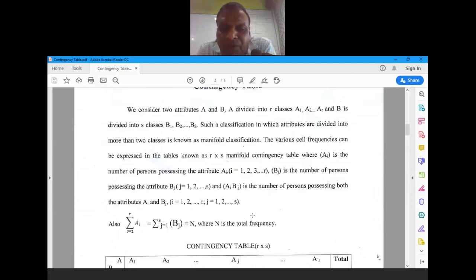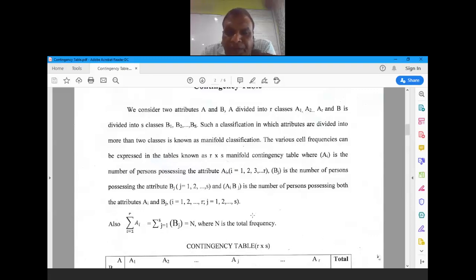So remember it, when classification is done on the basis of only one attribute, that is, on the basis of only one qualitative characteristic, then it comes under simple classification, or it is also known as classification by dichotomy. And when classification is done on the basis of two or more than two attributes, it comes under manifold classification.